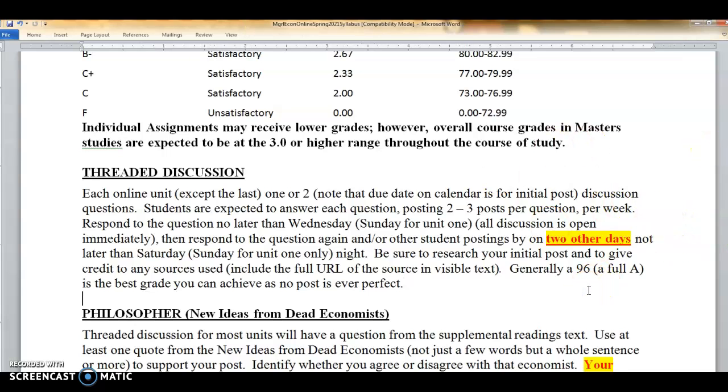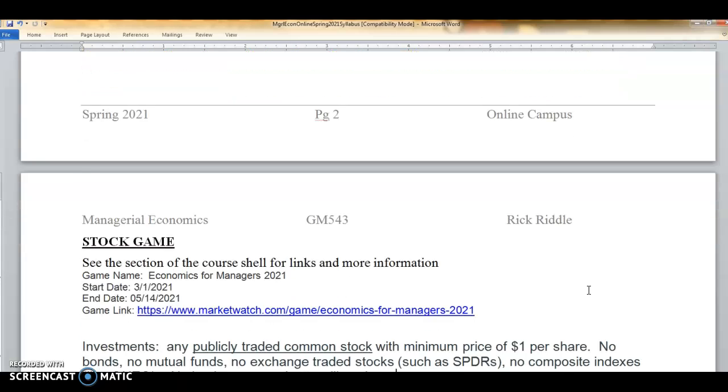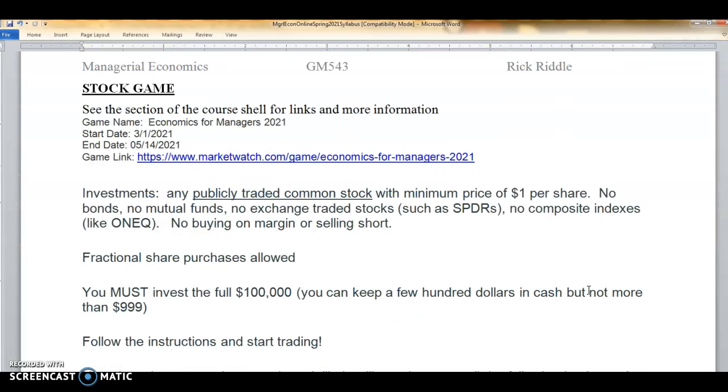And finally, at the end of the term, you're going to be turning in a final project as well. I've given you some information in the syllabus here. The stock game is going to be available to you starting March 1st. You're going to need to make your initial purchases by Wednesday of the second week of the class. And the official end of the stock game is May 14th, though you can choose to make your end a little bit sooner if you want to get the stock game done. The end basically coincides with the end of the term.